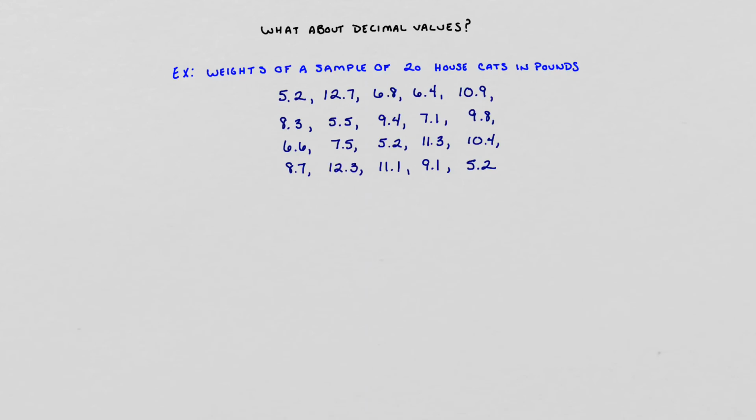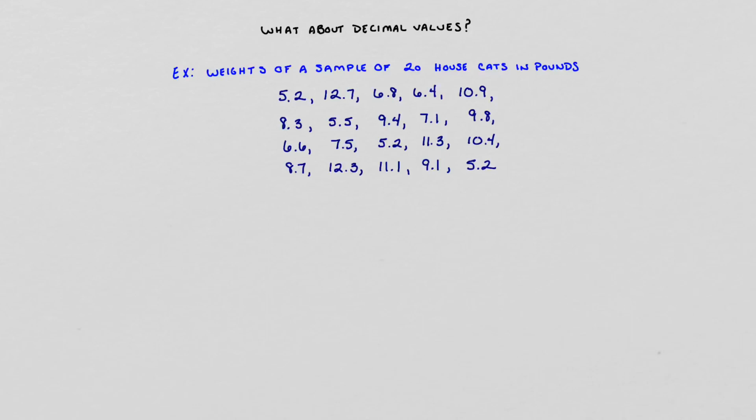So before we conclude this video, let's look at one more example. This time we're going to look at the weights of 20 house cats in pounds. Also notice that in this situation, we're going to work with values that have decimals attached to them. So this time, instead of starting my bins going from largest to smallest, I'm going to start with the lightest house cat and then build up.